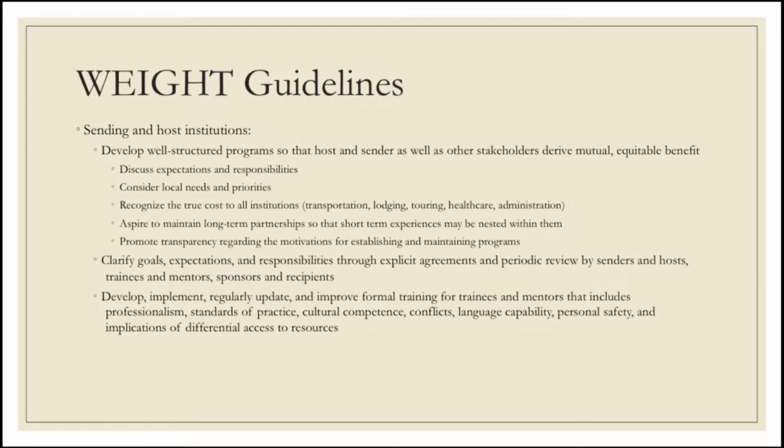And they should also promote transparency regarding the motivations for establishing and maintaining the programs. Sending and host institutions should clarify the goals and expectations and responsibilities through explicit agreements and periodic review by senders and hosts, trainees, mentors, sponsors, recipients. So everyone should be on the same page. They should develop, implement, and regularly update formal training for trainees and mentors about professionalism, standards of practice, cultural competence, language capability, conflicts, personal safety, and then implications of the differential access to resources.